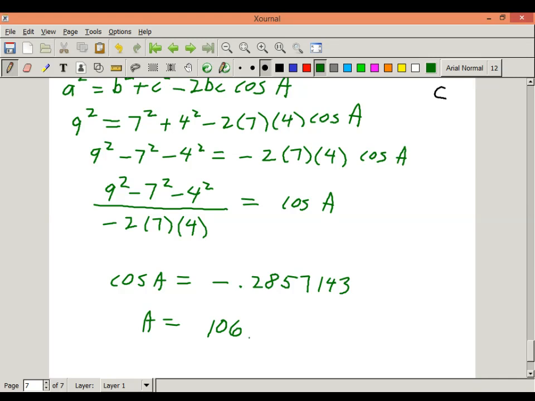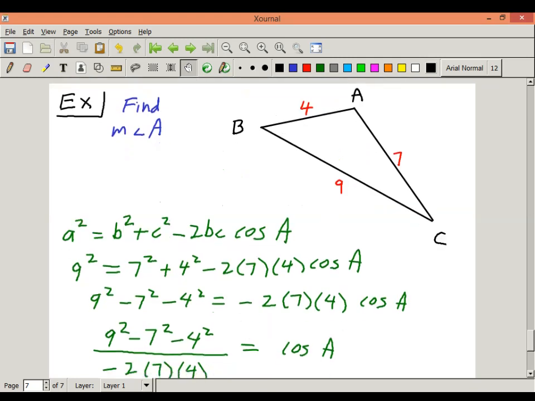The reason I was scared a minute back there was the cosine came out negative, and what that's going to mean is your angle is going to be bigger than 90. But that's for pre-calculus. So right now, if you just follow that law of cosines, you'll get that angle. So that angle A is 106.6 degrees, and you can see that it is obtuse. So that's the angle we found, 106.6 degrees.